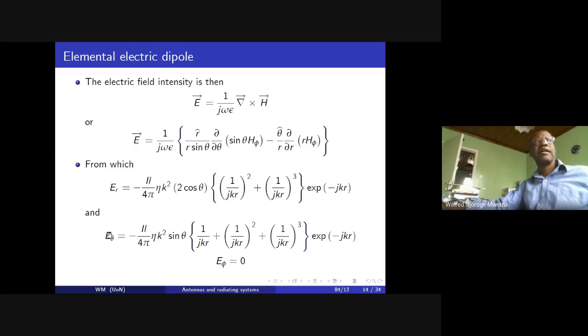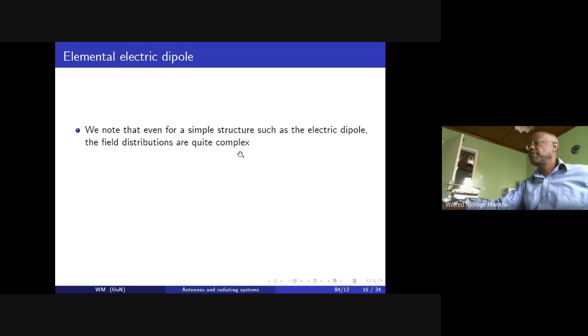And two, we have an elevation or an E theta component with a similar value with sine theta. And we see that for this particular case, we have only those values appearing there, multiplied by the exponent of minus jkr. And what we notice is that we don't have an E phi component, and this is because of the spherical or the circumferential or axisymmetry we have for our current element. So, we note that even for a simple structure, such as the electric dipole, the field distributions are therefore quite complex. Now, we can analyze these fields by making certain approximations.